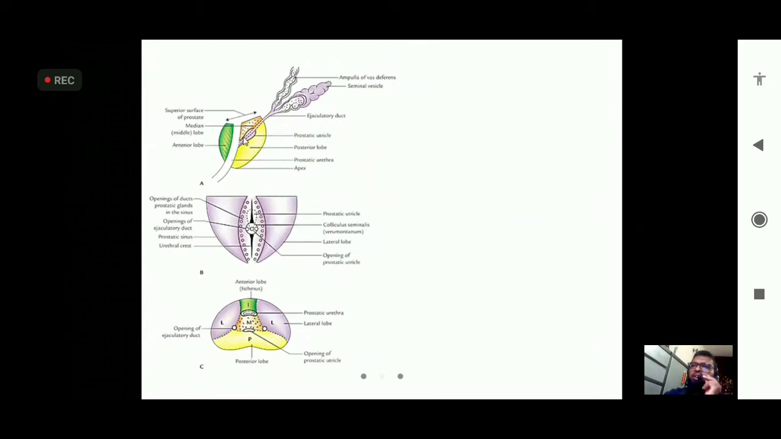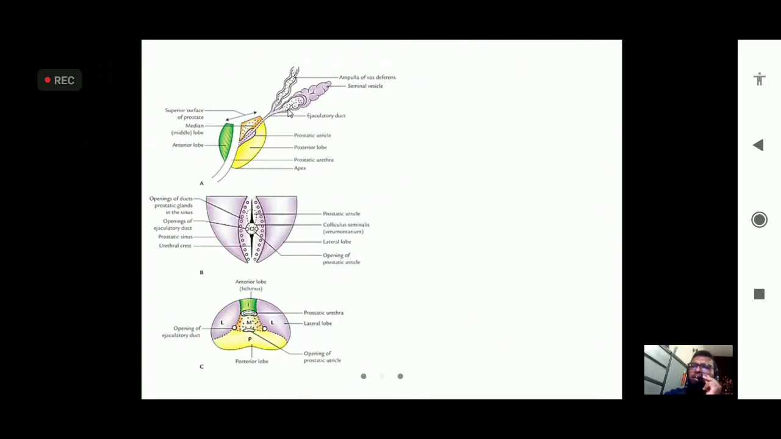You can see from here there is a prostatic sac, the utricle. It is a sac-like structure within the substance of the prostate, located between the posterior lobe and the middle lobe. It opens in the middle, and on its two sides are the openings for the two ejaculatory ducts, one from each side.